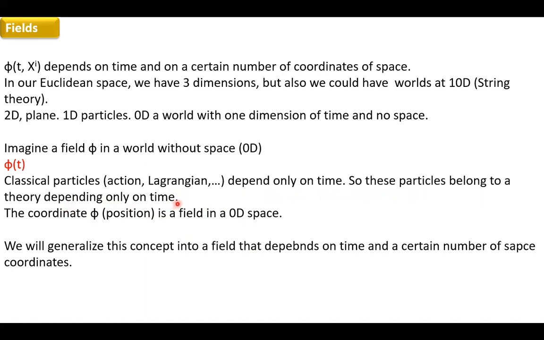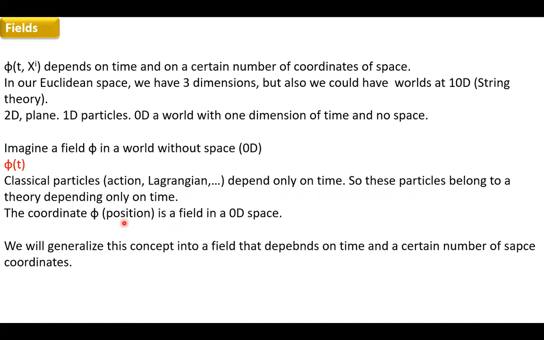So we are working in a 0D space because the coordinate phi, let's take the position for example, is a field because it's a variable quantity, a measurable quantity in a 0D space, the Newtonian case, because the position is given as a function of time. The velocity is given as a function of time. Here, time is not a variable, time is a dimension. When you give the position as a function of time, the position is the field, the physical quantity that is given as only a function of time.